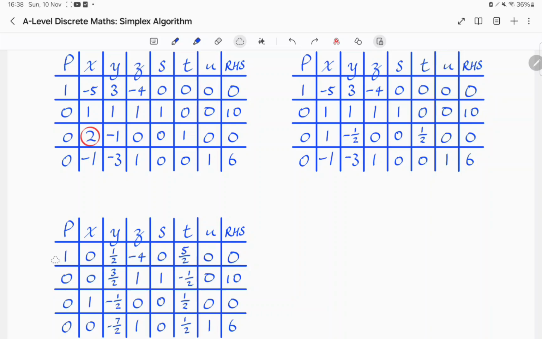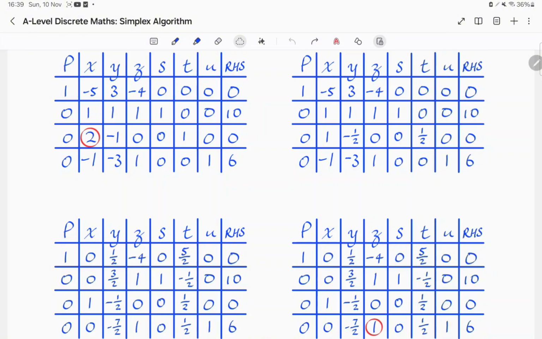Here, looking along the top, we see that we have negative 4 as the smallest of the original variables, and therefore this z column will be our pivot column. Looking down, we see that we have 1 and 1, which correspond to 10 and 6 over on the right-hand side. 10 divided by 1 is 10, but 6 divided by 1 is only 6, and therefore this element down here will be our pivot element.